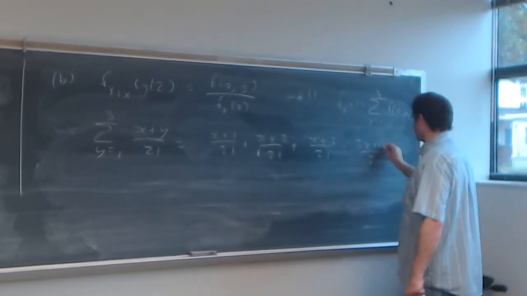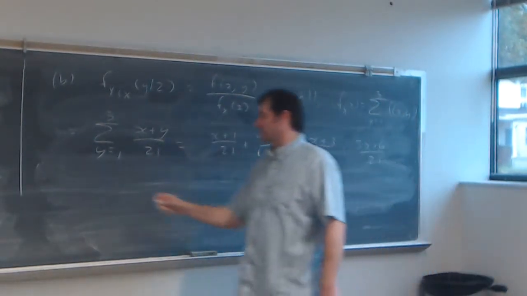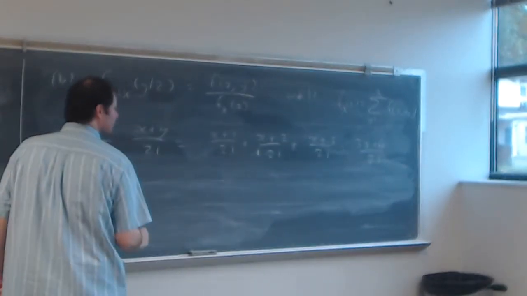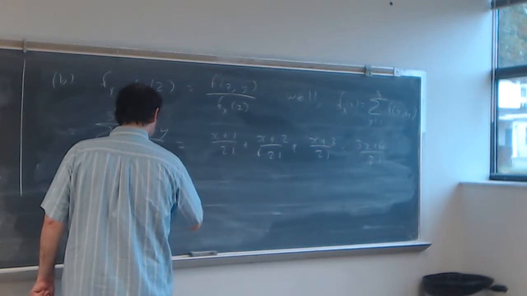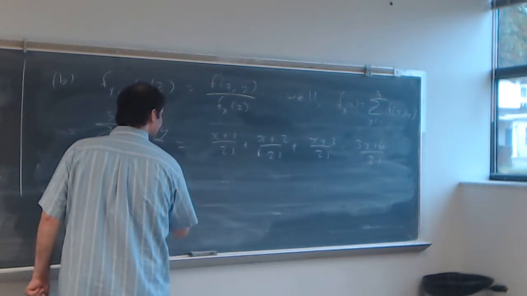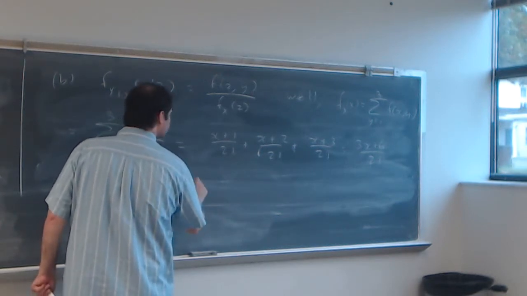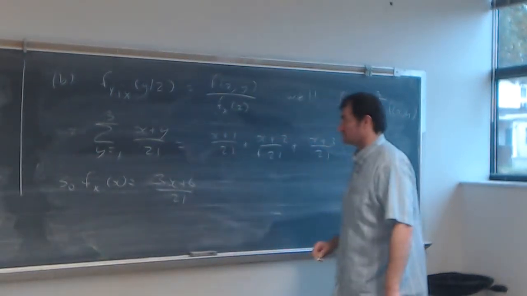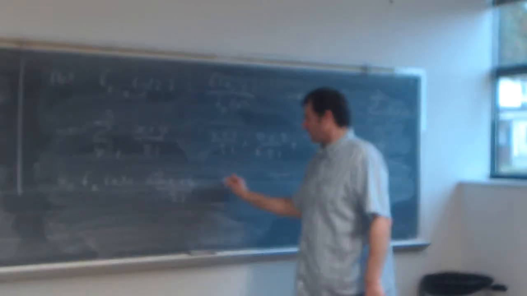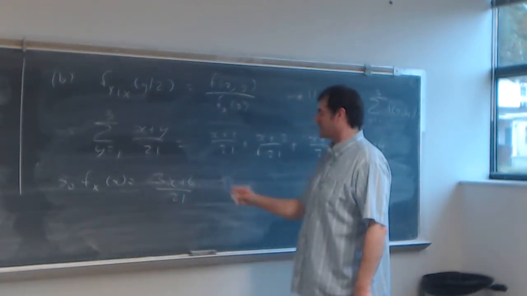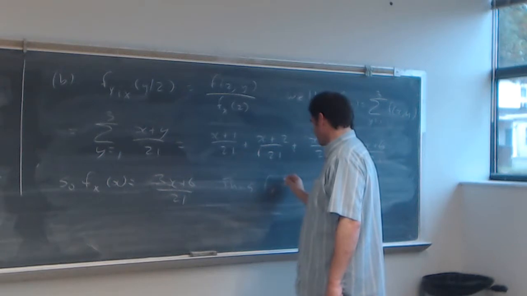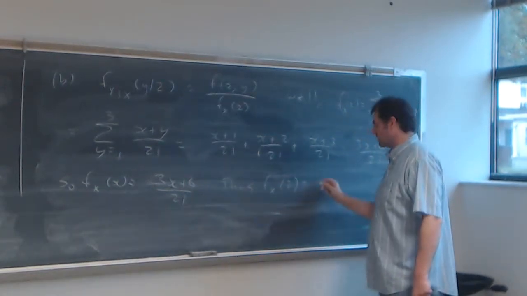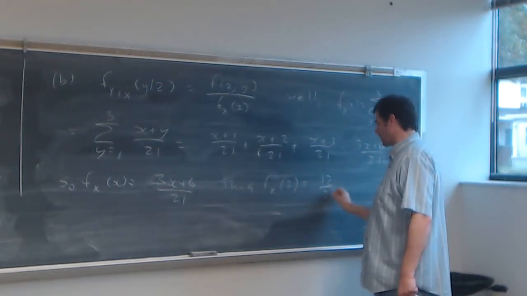And so that can be simplified. And so what I'll write is f sub x of x is equal to, so 3 comes out of everything, I think it's x plus 2 over, no, let's just leave it as is. So 3x plus 6 over 21. Now, if we say, what is f sub x of 2, which is what I'm interested in, that's going to be 6 plus 6 is 12 over 21.